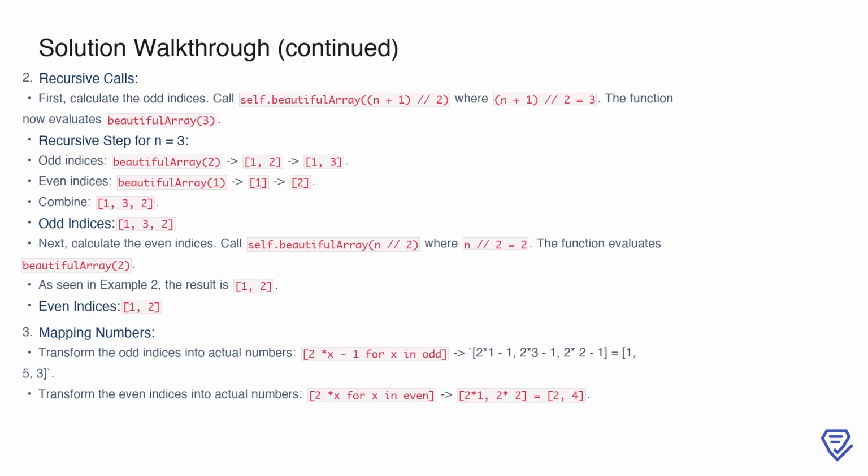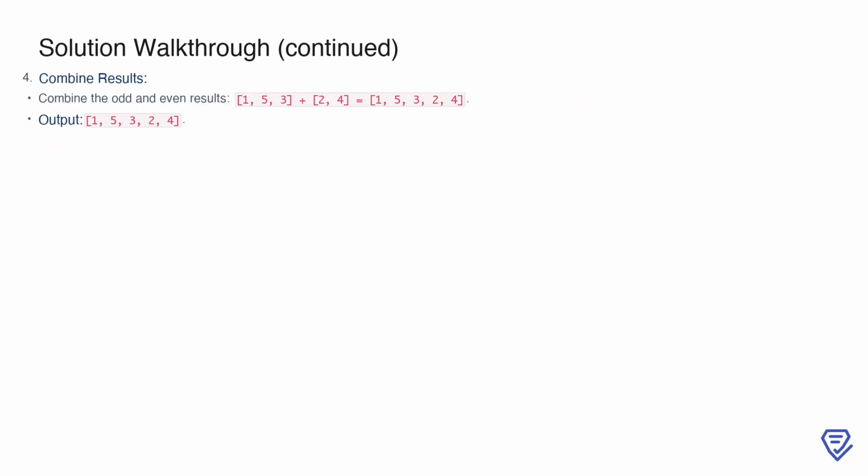Returning to the case where n equals 5, we now know the odd indices are 1, 3, 2. For the even indices, we call beautiful array 2, which gives 1, 2. After mapping, the odd indices remain 1, 3, 2, and the even indices are transformed into 2, 4. Finally, we combine the odd and even results to construct the beautiful array for n equals 5. Merging the odd indices 1, 3, 2 with the even indices 2, 4 results in the array 1, 3, 2, 4... This array satisfies the conditions of a beautiful array because no three elements form an arithmetic sequence.